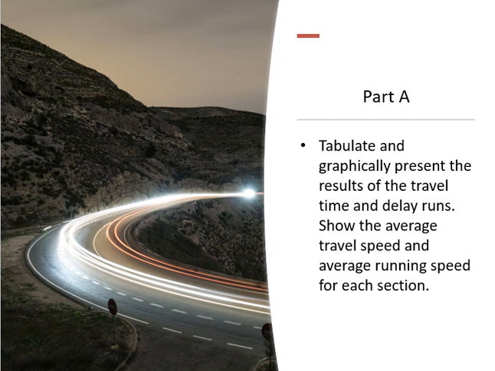of travel time and delay runs, and show the average travel speed and average running speed for each section. So we have to find out the travel time, and delay is given. You can just put the same values, no problem. We have to find out the travel time of each section and then calculate the average running speed and travel speed for each section.